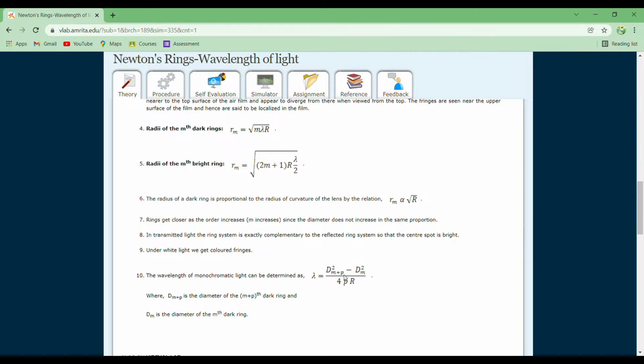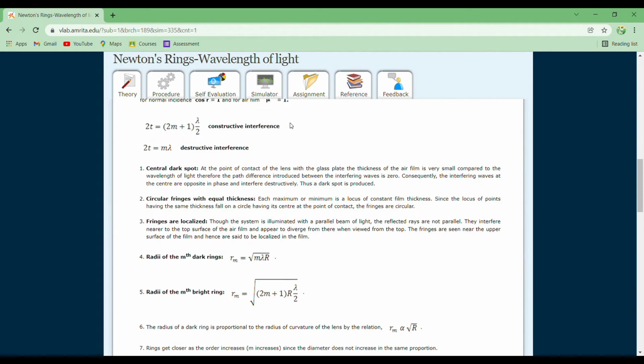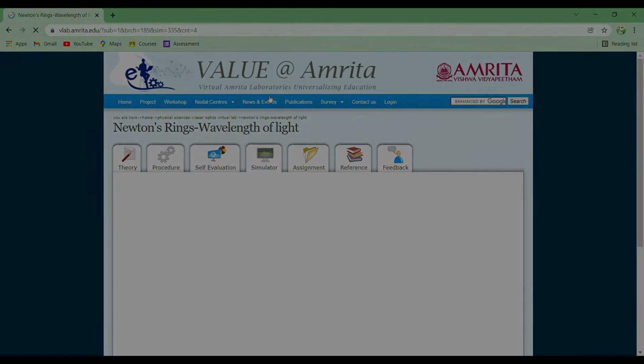p is the difference between the (m plus p)th order and the mth order, meaning the difference between the numbers of the two dark fringes, 2 and 4. The difference is 2, so here it is p. Let's move to our simulator now and see how it works.